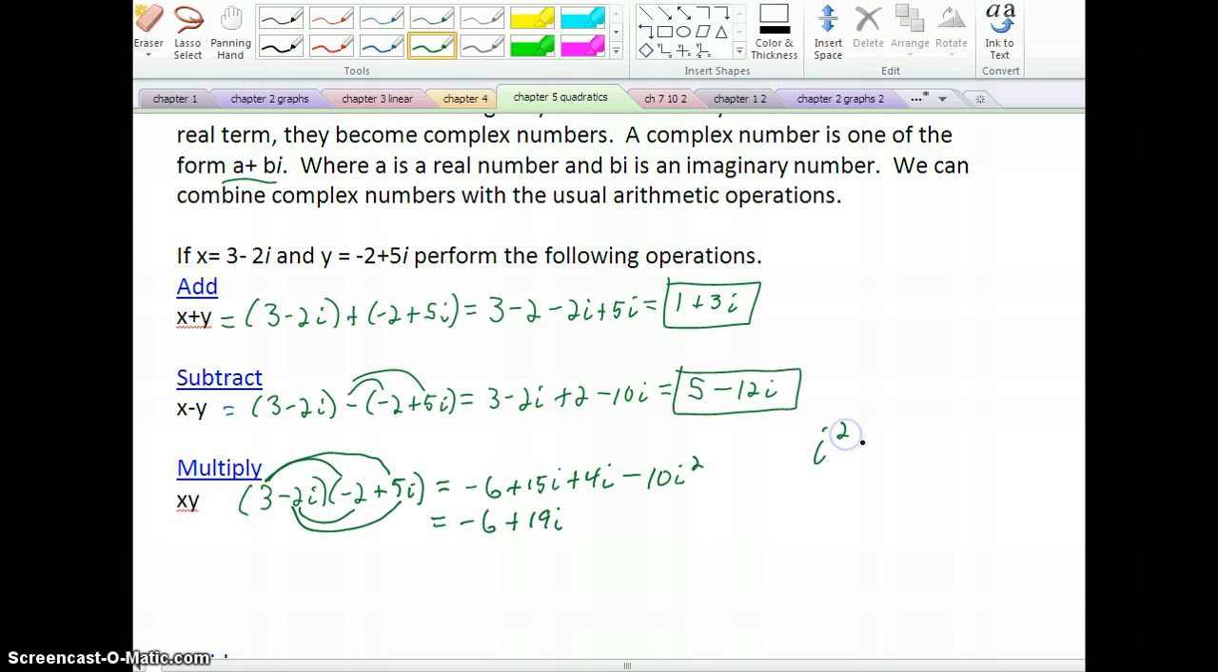But what is i squared? Well, if you remember from our previous video, i squared has the value of negative 1. So when we go to the product, replace the i squared with negative 1. That gives us negative 6 plus 19i, and then plus negative 10 times the negative 1. So when we combine those like terms, we get 4 plus 19i, which is standard form for a complex number. So that is how we multiply.